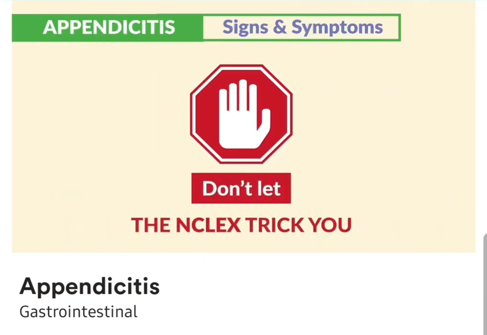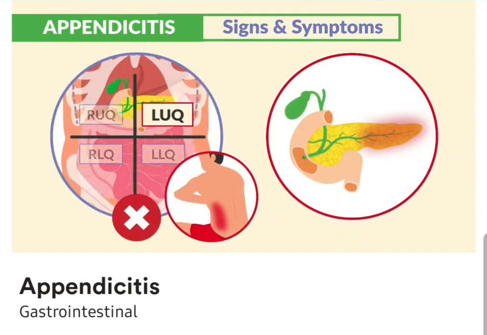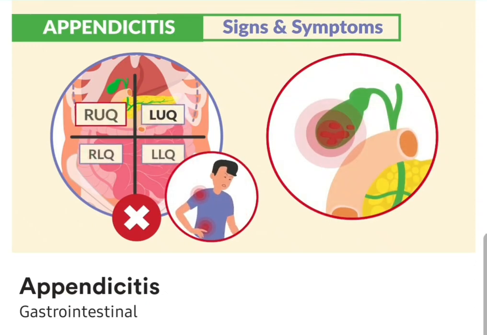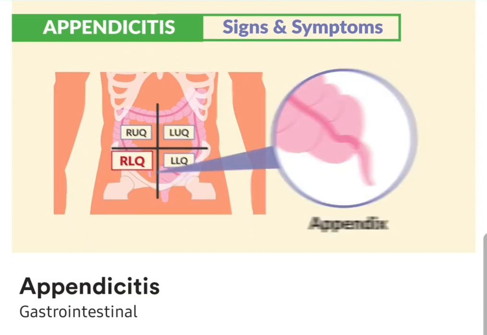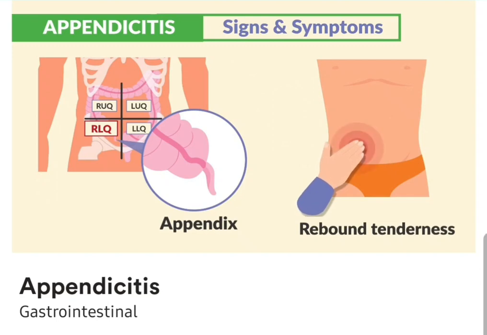So don't let the NCLEX trick you here. It's not left upper quadrant pain radiating to the back. That's typical of pancreatitis. And it's not right upper quadrant pain radiating to the shoulder. That's typical of cholecystitis, that gallbladder inflammation. So just think, the right lower quadrant, the appendix, is right here with rebound tenderness.